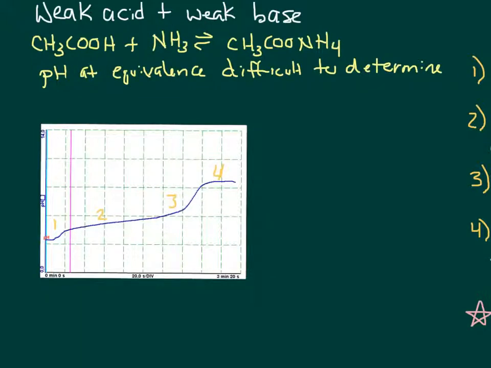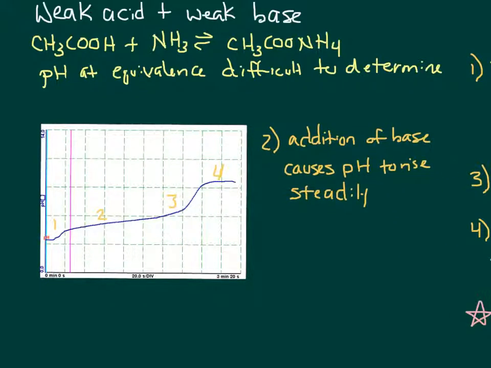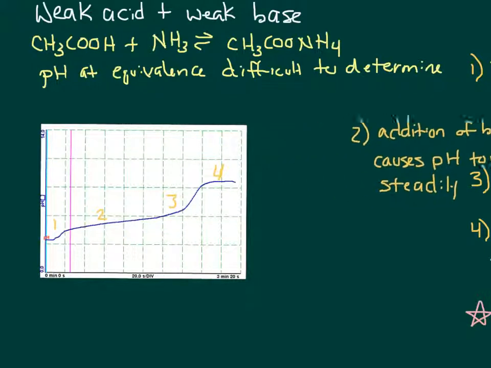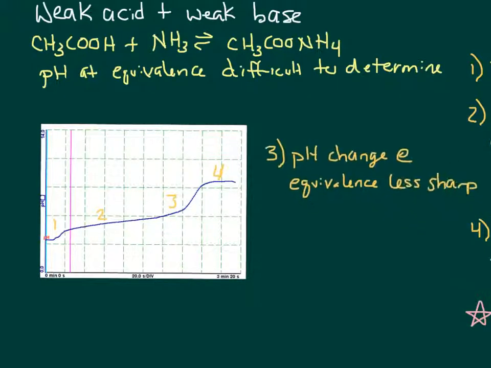A weak acid and weak base. Because you're working with a weak acid and weak base, look at the graph. It's really funky and different. It is very difficult to find the pH at the equivalence. So step 1, the initial pH is fairly high, representing working with a weak acid. The addition of a base causes the pH to steadily rise. Instead of having that buffering region, you see a continual rise. It's very hard to find the distinct points. That being said, it is very hard to find that equivalence point because the pH change is a lot less sharp for a weak acid, weak base.